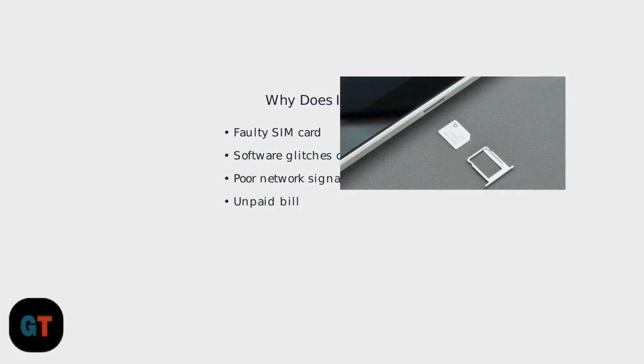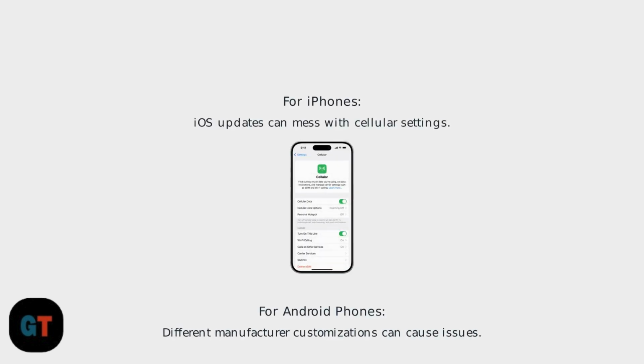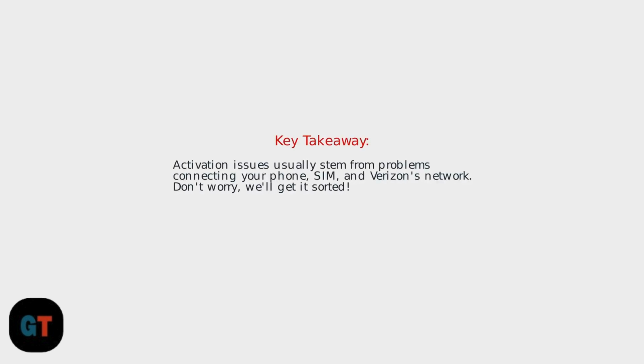So why does it fail? Common reasons include a faulty SIM card, software glitches on your phone, poor network signal, or even an unpaid bill. For iPhones, iOS updates can sometimes mess with cellular settings. Android phones might have issues because of different manufacturer customizations. Understanding these basics is the first step to fixing it.